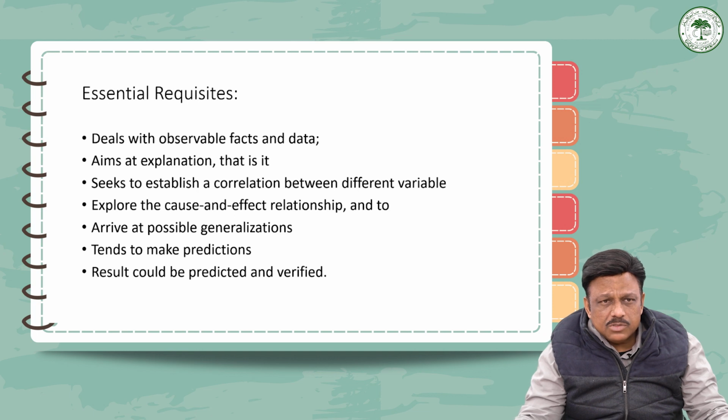If you see the essential requisites of the empirical method, we find that it deals with observable facts and data. Secondly, it aims at explanation. That is, it seeks to establish a correlation between different variables, to explore the cause and effect relationship between variables, and to arrive at possible generalization finally. Now, it tends to make predictions as well. That is, when certain data and the precise relationship between different variables are established and known, predictions can be drawn and the result can be predicted and later on verified.